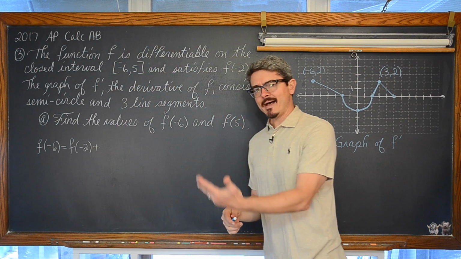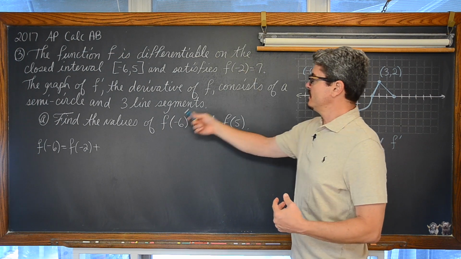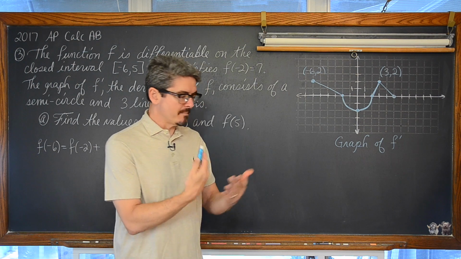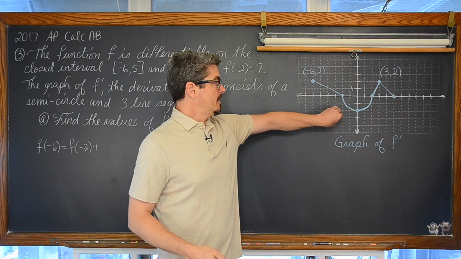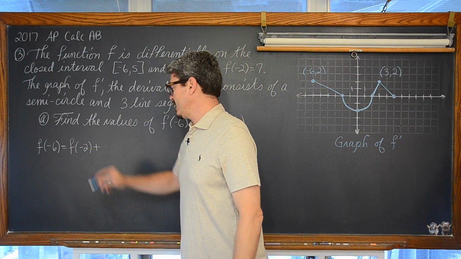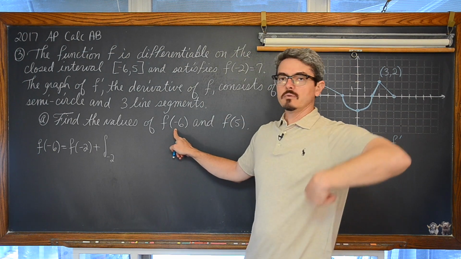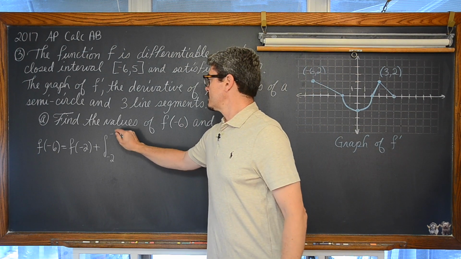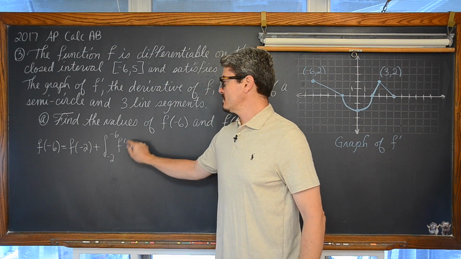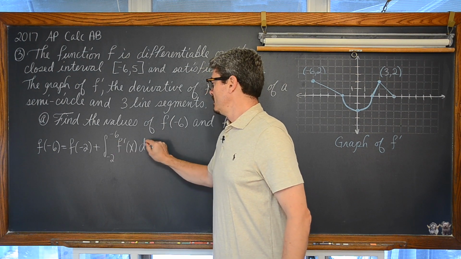and then to that add the amount of change that you have from -2 to -6, the amount of change that you have between those values. Well, the amount of change is going to come from integrating that rate of change. So we're going to have f of -2 plus the definite integral from -2 to where you're going, which is -6. And again, if you integrate a rate of change, you're going to get the amount of change between -2 and -6.